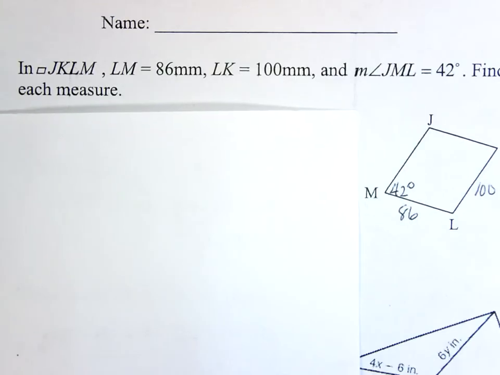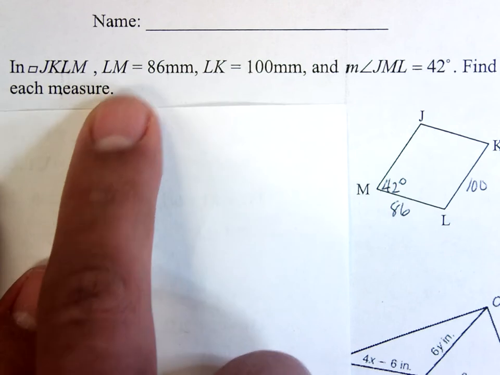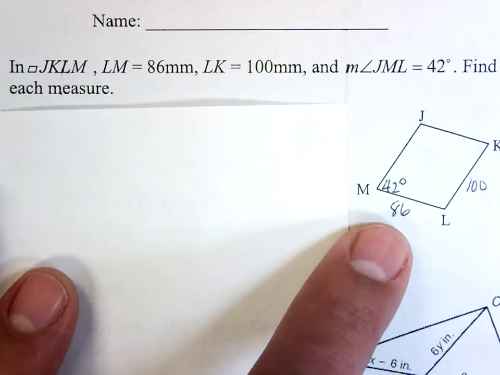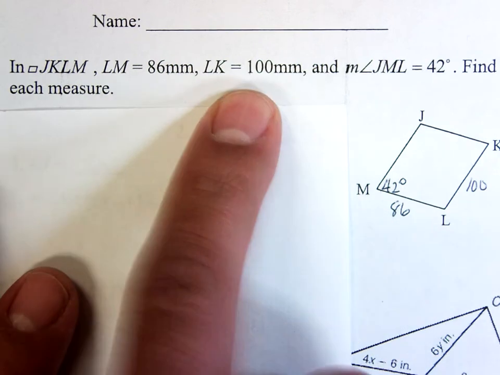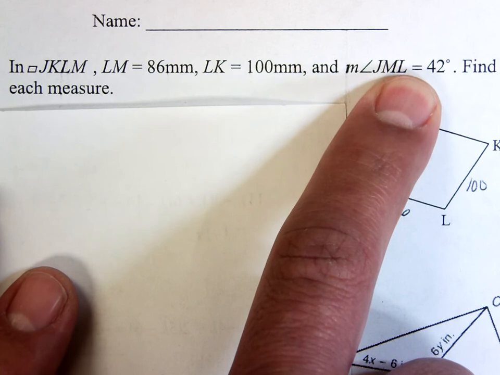Alright. It tells me I have a parallelogram, JKLM. It tells me LM is 86 millimeters, so I marked it there. There's 86 millimeters from M to L. LK is 100. And the measure of angle JML is 42 degrees. It just wants us to find the rest.